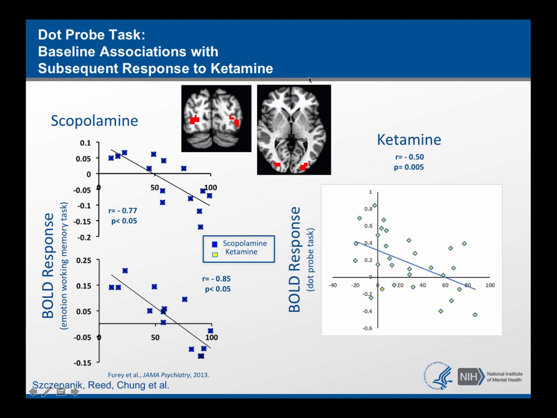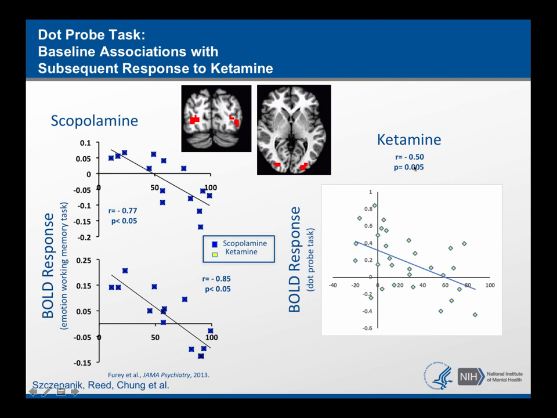Another thing we can look at with these tasks is association with subsequent response to ketamine. There was a paper in 2013 looking at a different drug, scopolamine, that showed that BOLD response in a working memory task was correlated with activity within the middle occipital cortex. This is a visual area, and it's also kind of related to the default mode. Many visual areas have large connections to the default mode network.